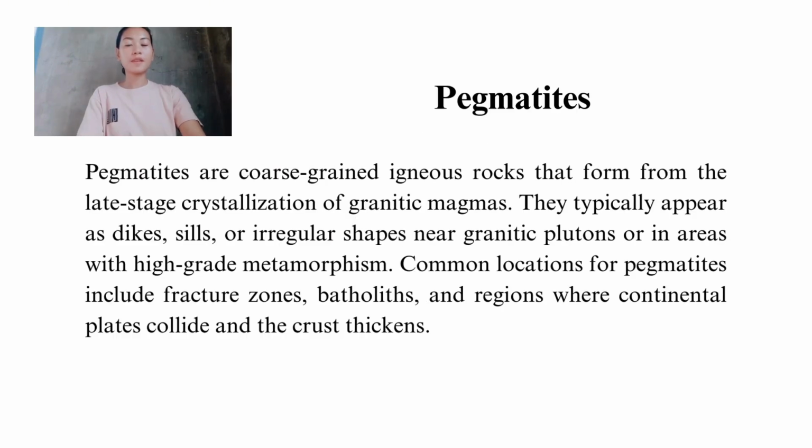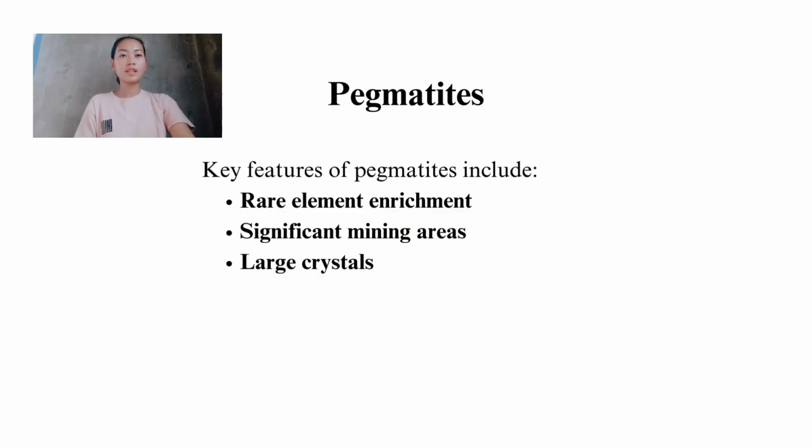The third type of magmatic concentration deposits is the pegmatites. They are coarse-grained igneous rocks that form from the late-stage crystallization of granitic magmas. They typically appear as dikes, sills, or irregular shapes near granitic plutons or in areas with high-grade metamorphism. Common locations for pegmatites include fracture zones, batholiths, and regions where continental plates collide and the crust thickens. The key features of pegmatites are their rare element enrichment, significant mining areas, and their large crystals.